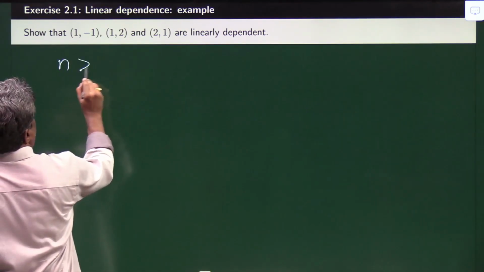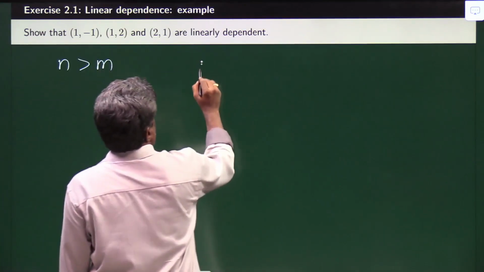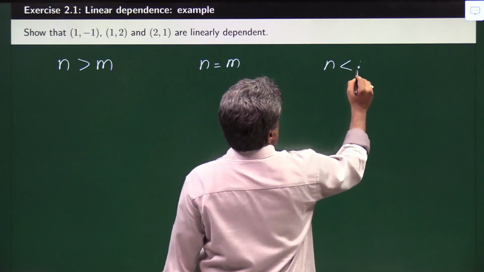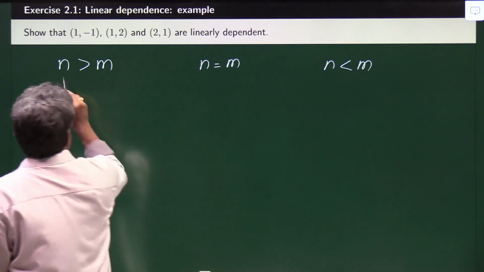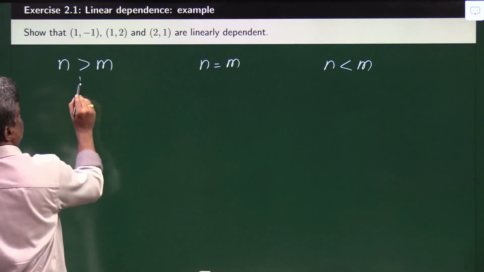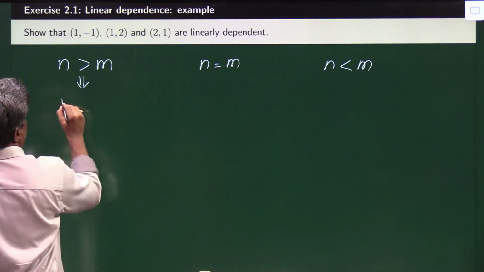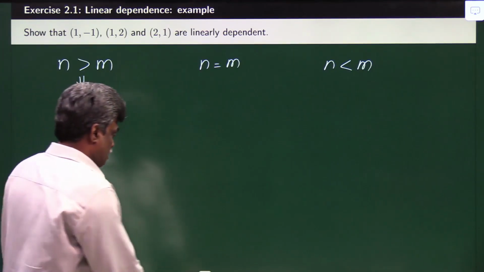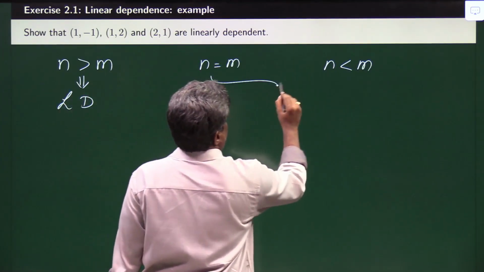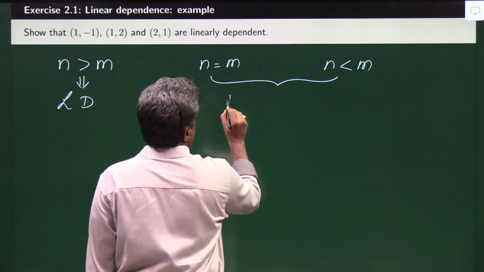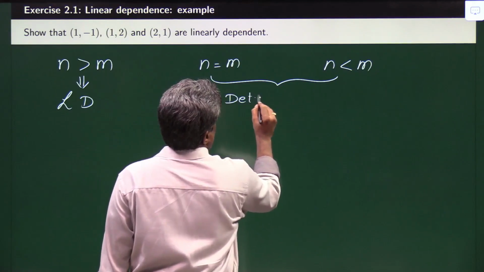Sometimes maybe n is greater than m, or sometimes n equal to m, or sometimes n less than m. Whenever the number of vectors given is greater than the dimension of the Hilbert space, we can say that these vectors are linearly dependent. But in these other two cases, we cannot say directly. So here we have to find the determinant.